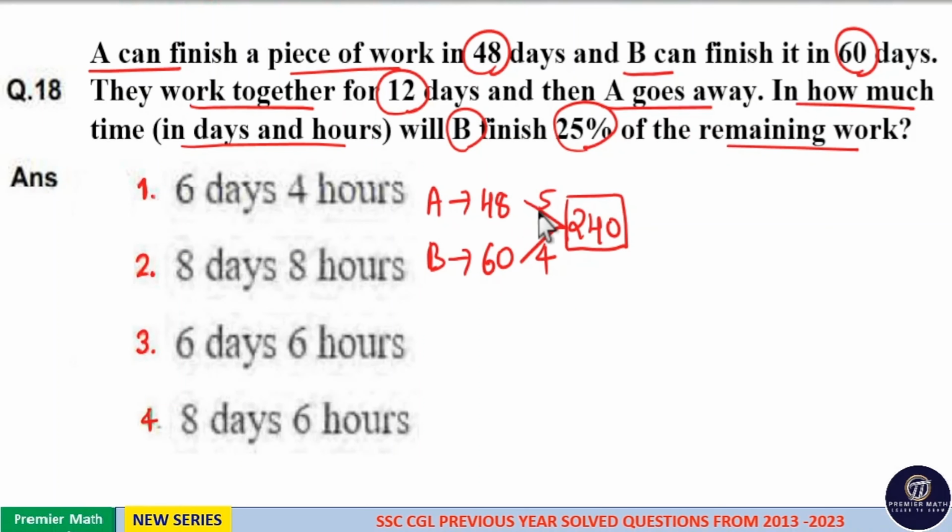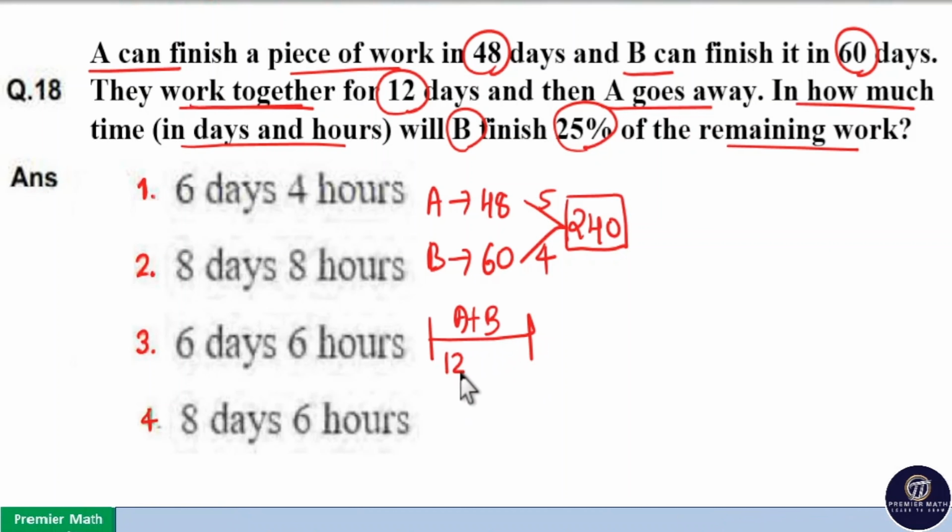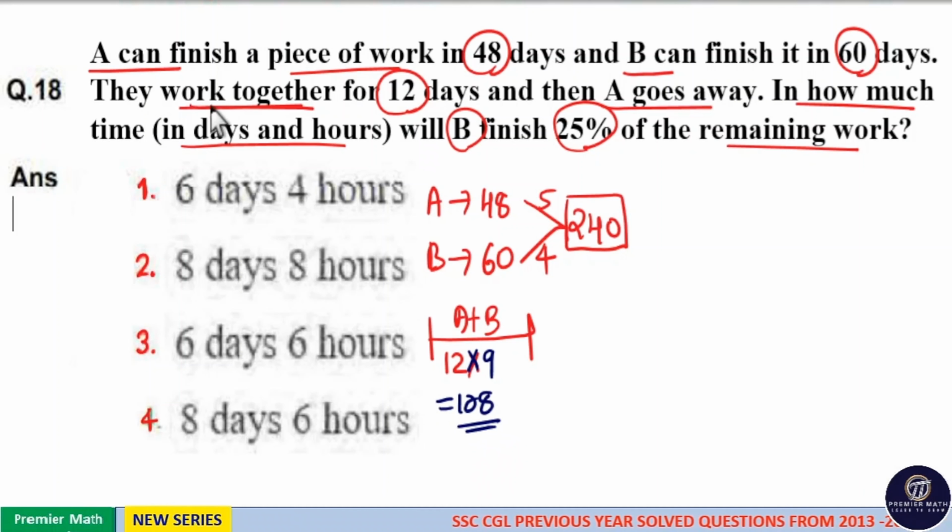A can finish 5 units of work in a day and B can finish 4 units of work in a day. And here they work together for 12 days. In one day, A and B can finish 5 plus 4, 9 units of work. So in 12 days, they can finish 12 into 9, 108 units of work. When they work together, in 12 days, they finish 108 units of work.